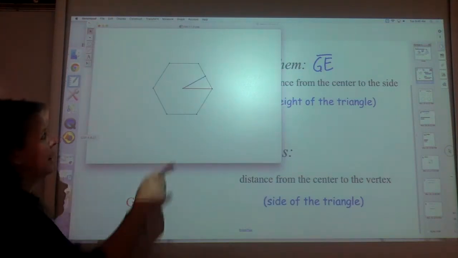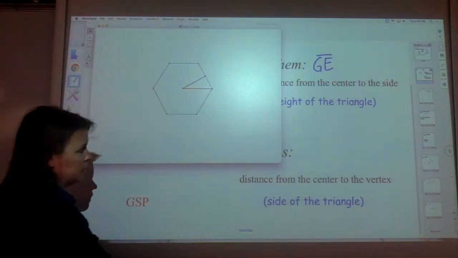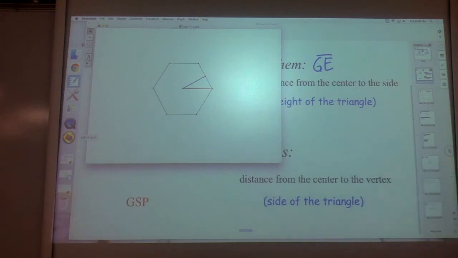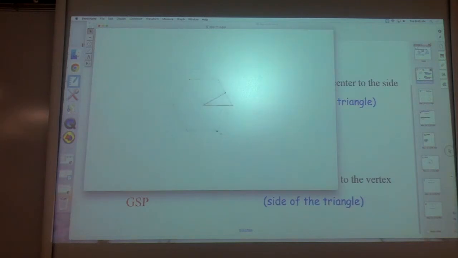Here's an apothem. I have that one in blue. If you can see that, maybe I can make it a little bit bigger. We can twist it. There we go. The apothem in blue is the side, center to the side.